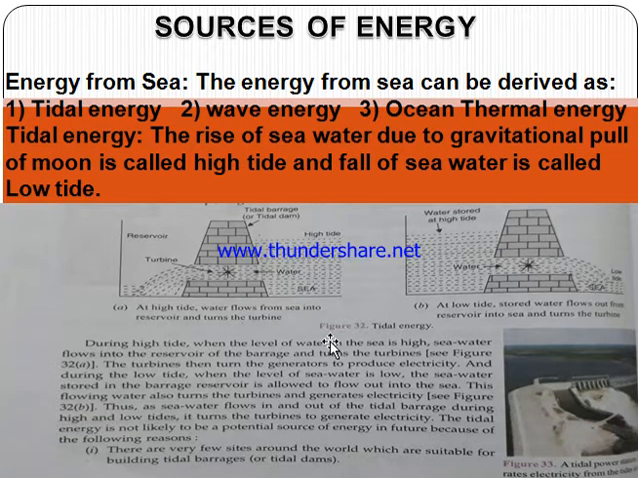During high tide, when the level of water is high, the sea water flows into the reservoir and the barrage turns and moves the turbine. As the turbine moves, the generator moves to produce electricity. Now during the low tide, when the sea water level is low, the water in the reservoir goes back to the sea, and as it goes back to the sea, again the turbine moves to produce electricity.